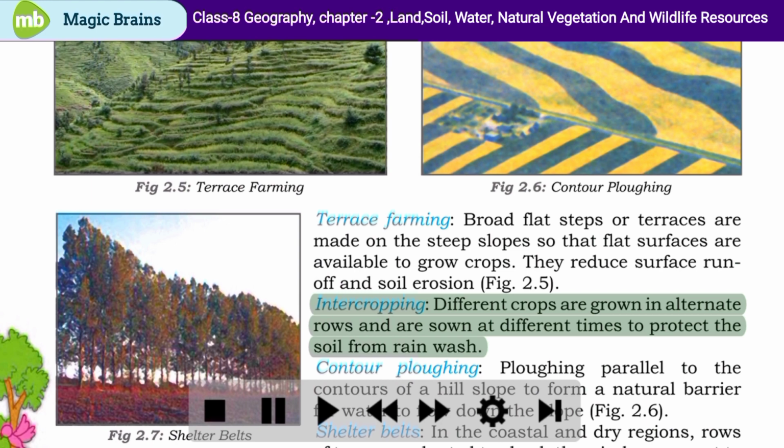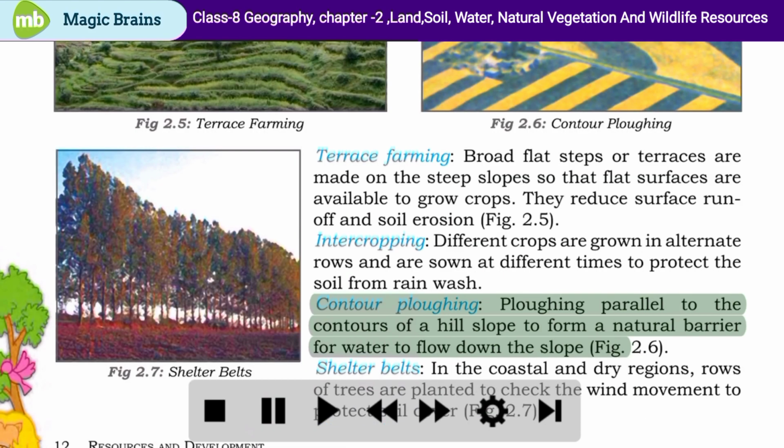Number 5. Intercropping. Different crops are grown in alternate rows and are sown at different times to protect the soil from rainwash. Number 6. Contour plowing. Plowing parallel to the contours of a hill slope to form a natural barrier for water to flow down the slope. Contour plowing is shown in figure number 2.6.